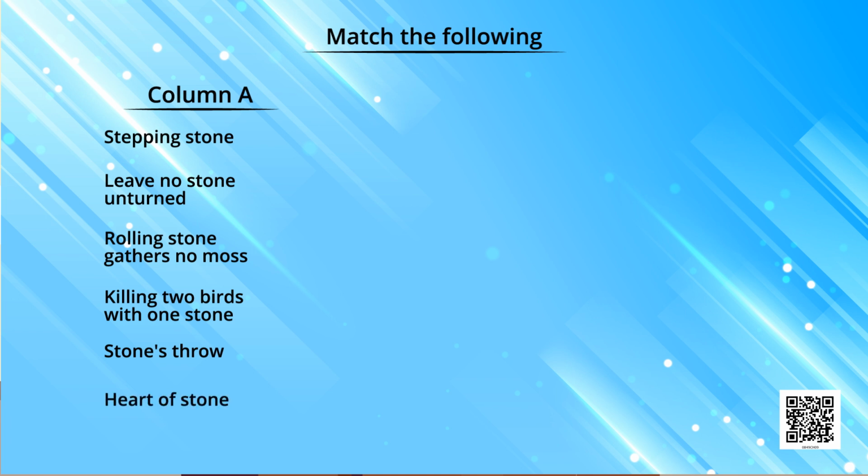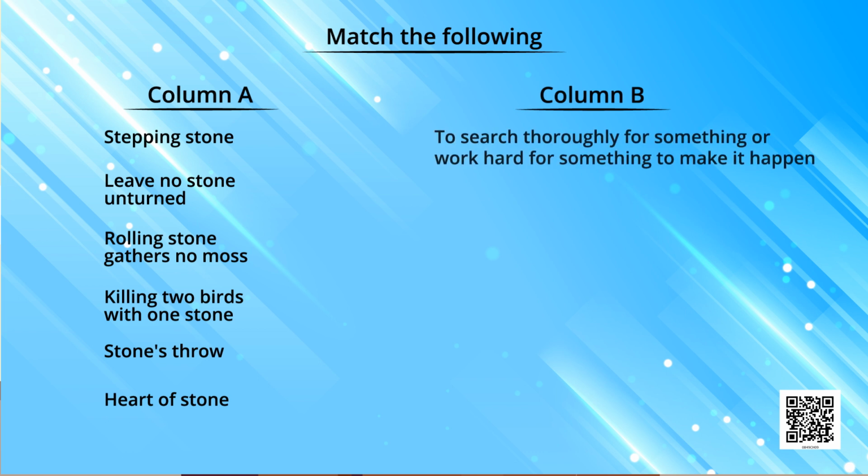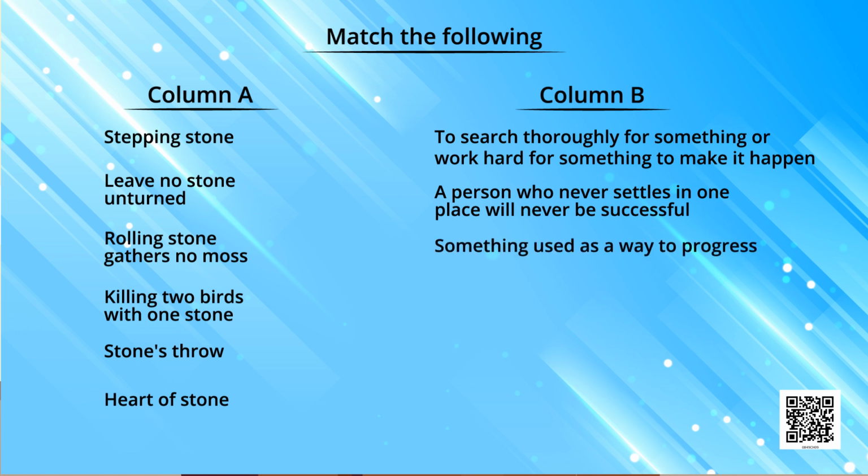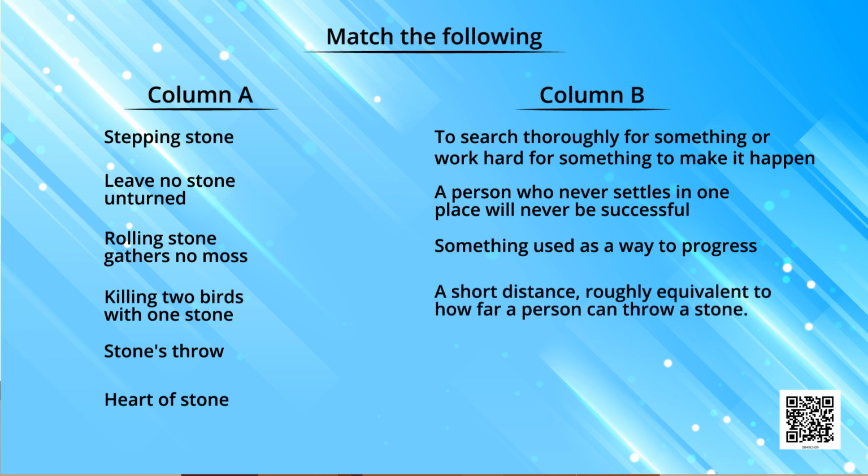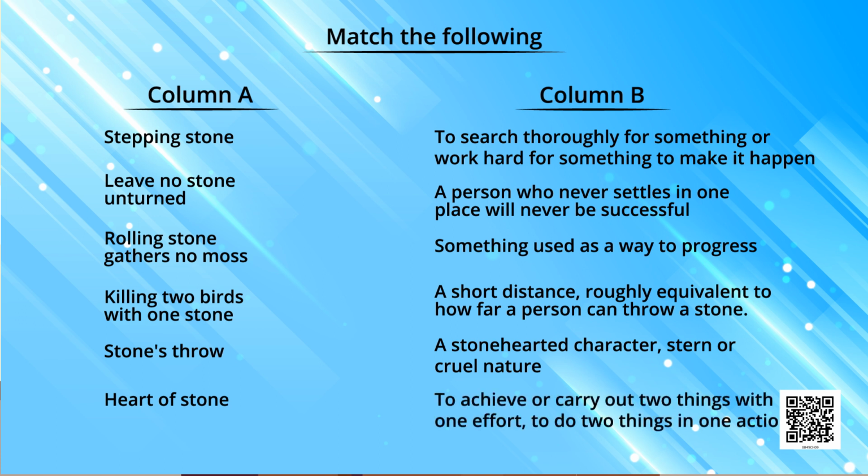And the meanings given in column B are: to search thoroughly for something or to work hard for something to make it happen. Next, a person who never settles in one place will never be successful. Next, something used as a way to progress. Next, a short distance roughly equivalent to how far a person can throw a stone. Next, a stone-hearted character, stern or cruel nature. Last, to achieve or carry out two things with one effort or to do two things in one action. So let's try to match the correct phrase with the correct meaning.